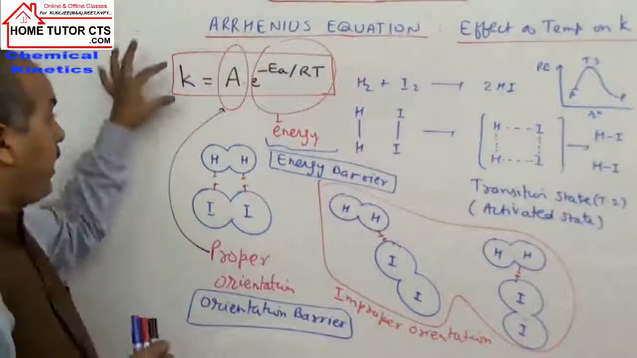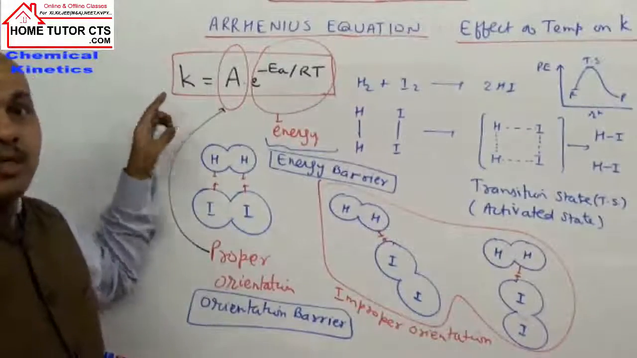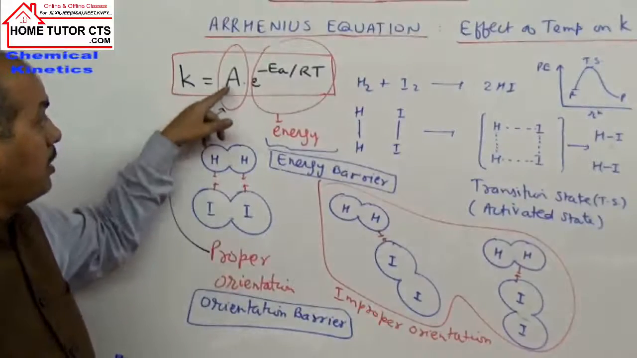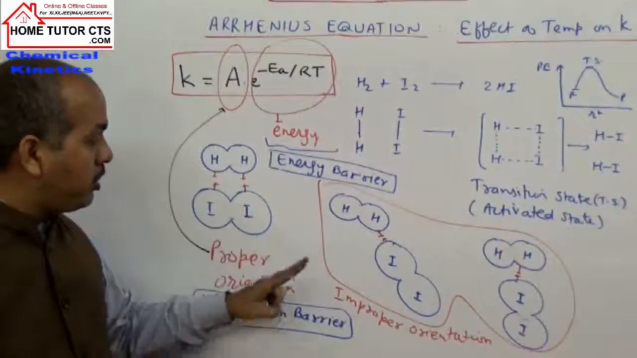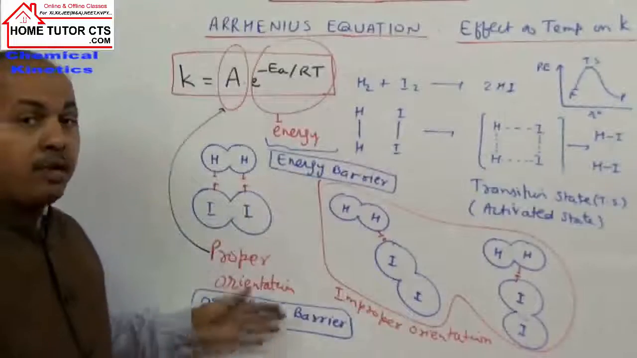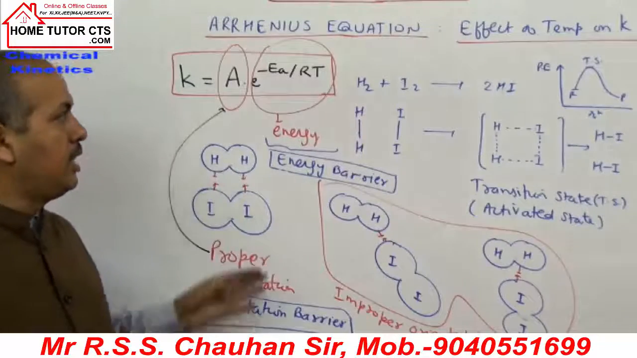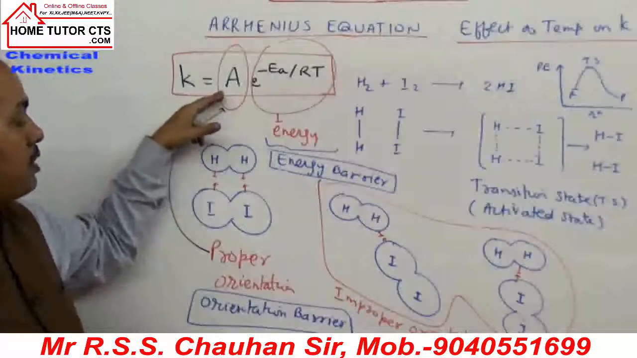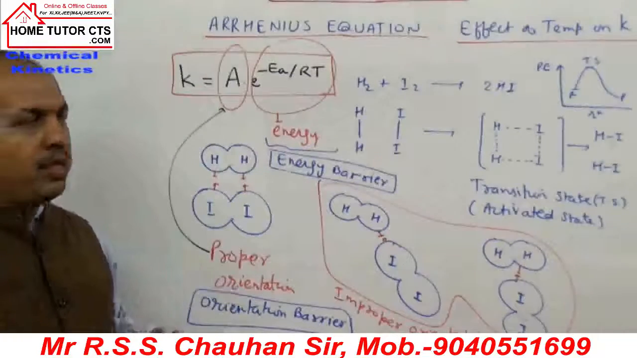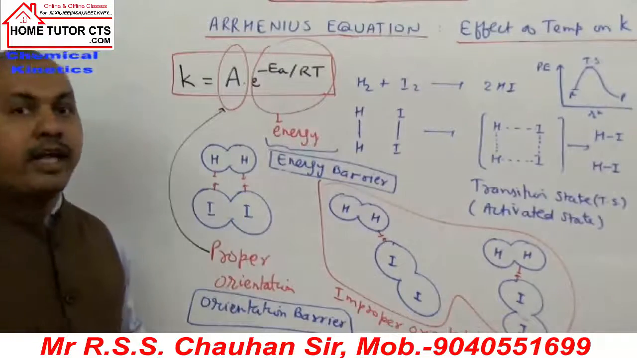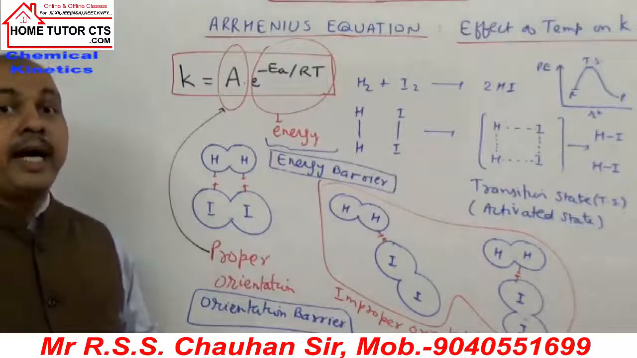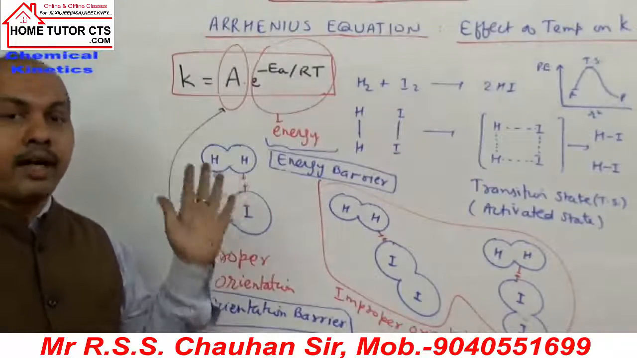So I told you this k will signify the effective collision frequency. Effective collision frequency means that for a collision to be effective in nature, molecules should cross both barriers. They must overcome both barriers. Only those reactant molecules that have sufficient energy and proper orientation can convert to product.